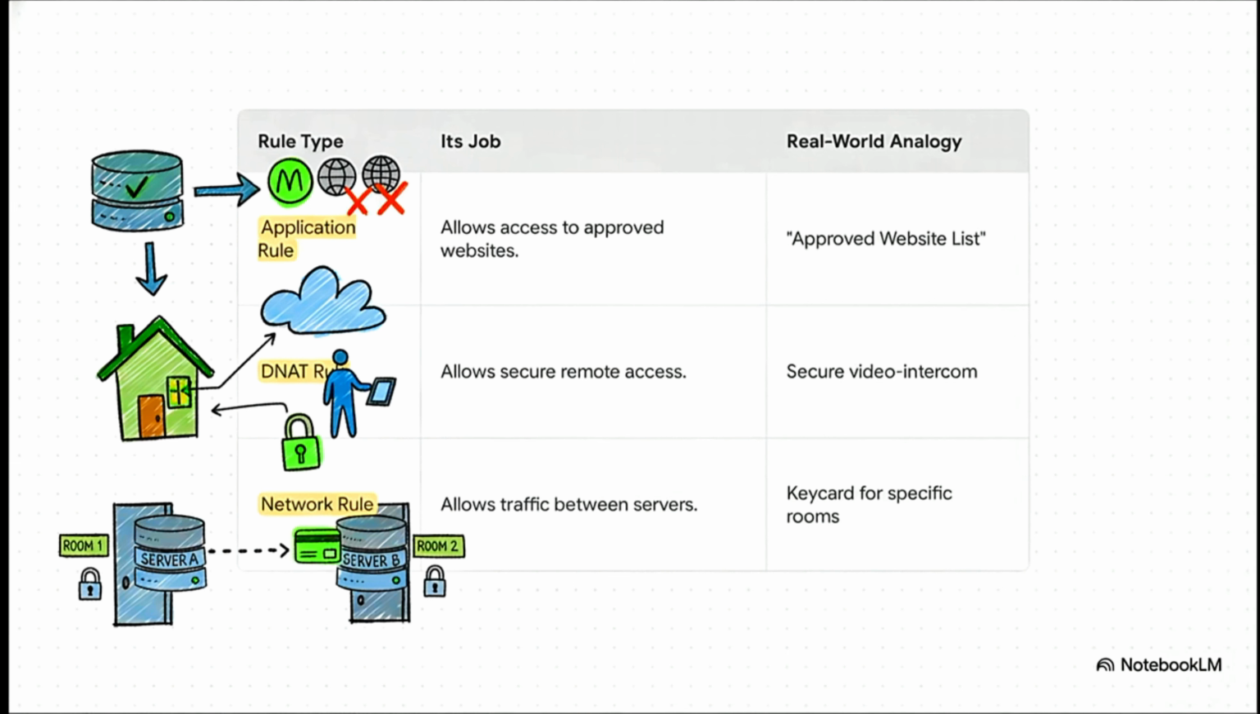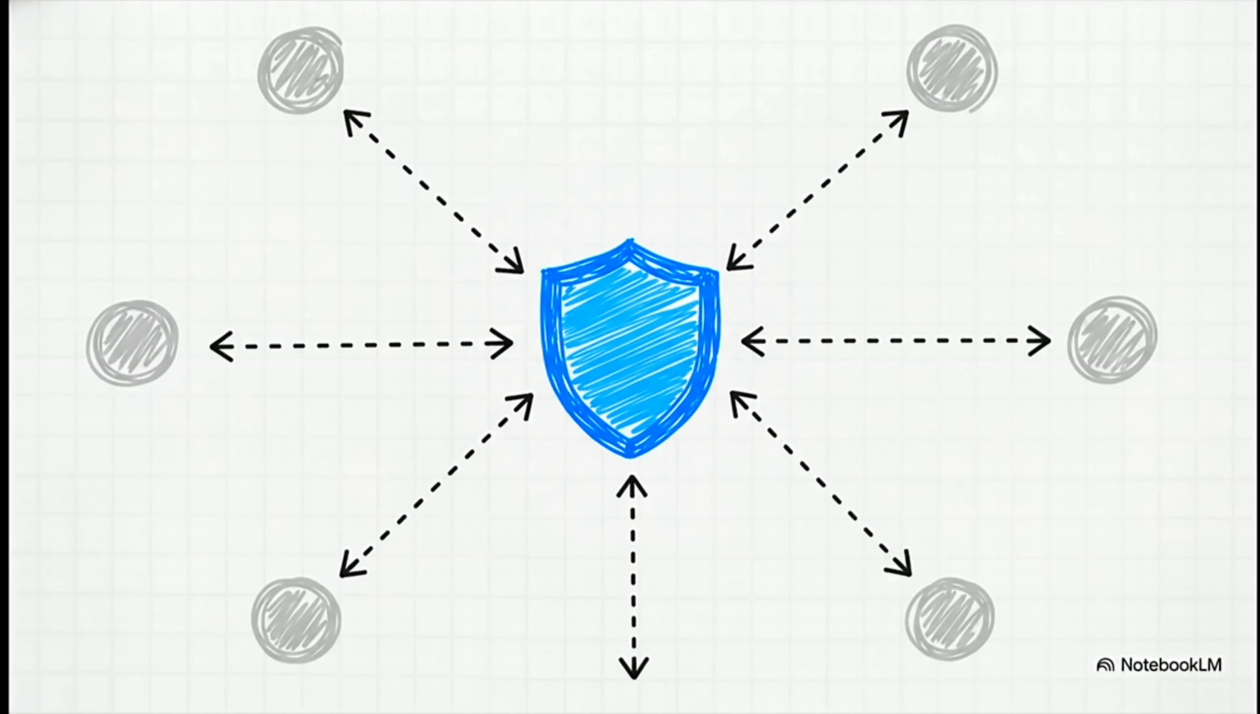And finally, the network rule. This is like a special key card that only works between 2 specific rooms, letting our internal servers talk to each other securely. Okay, so the policy is written. The rules are all defined. The last piece of the puzzle is to basically force all traffic, and I mean all of it, to go through our new firewall. It's time to point everything at our new security guard and see if our rules actually work.